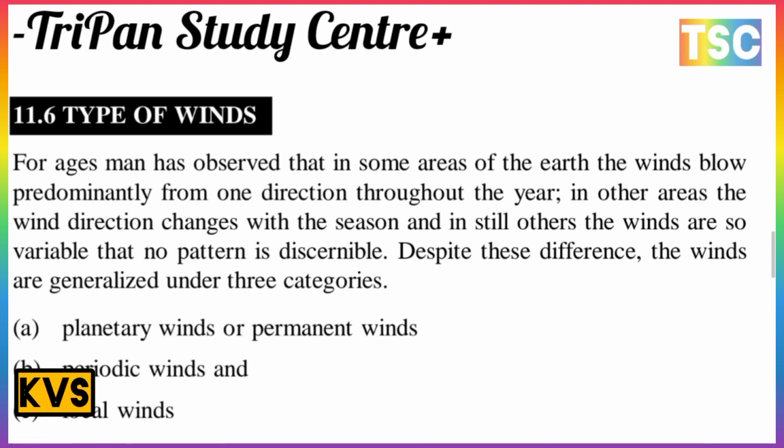First of all, planetary winds, which means permanent winds, second, periodic winds, and third, local winds. The types of winds are three types here: planetary winds, also called permanent winds, periodic winds, and local winds. This is important, and we will explain it.